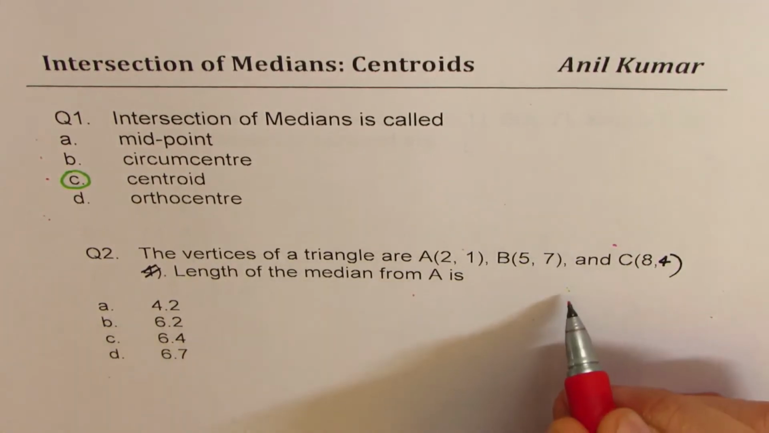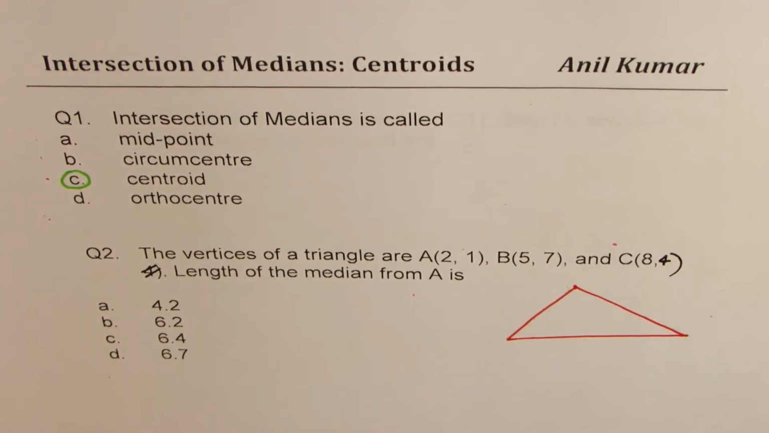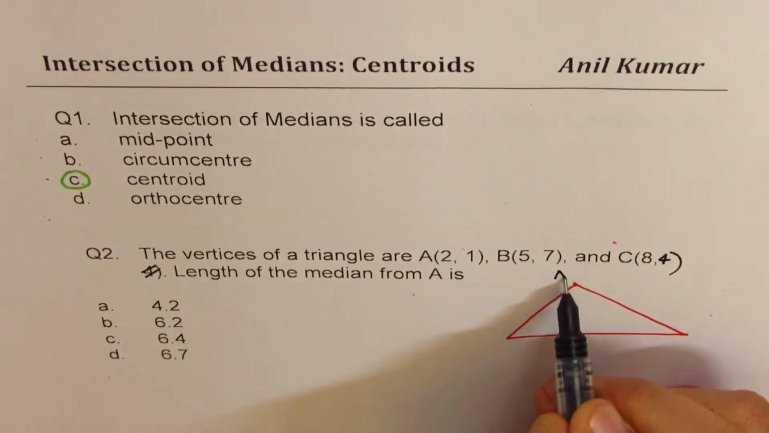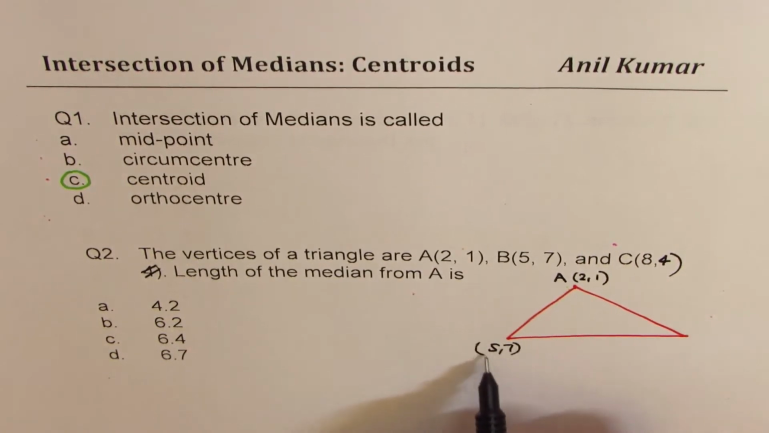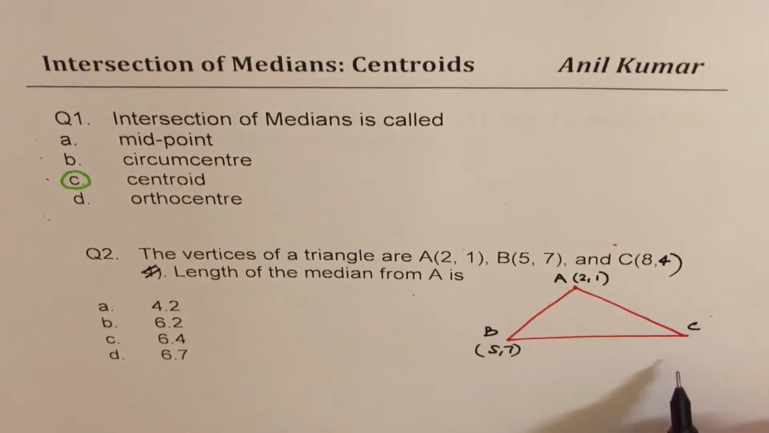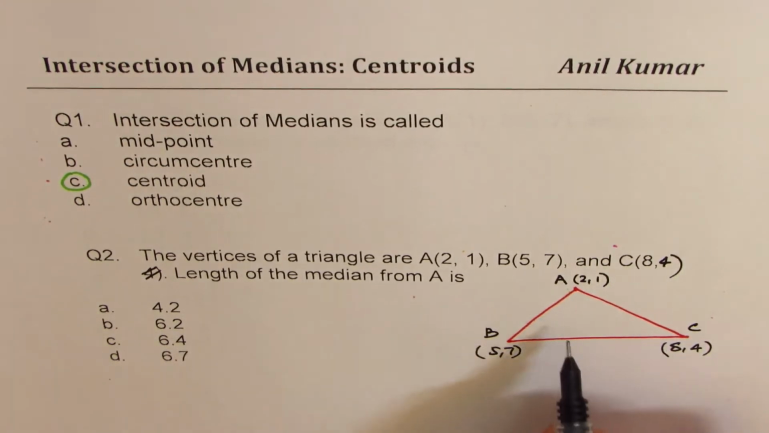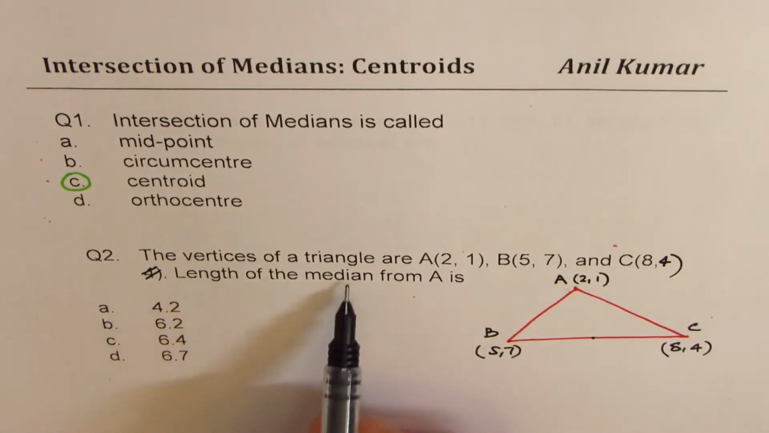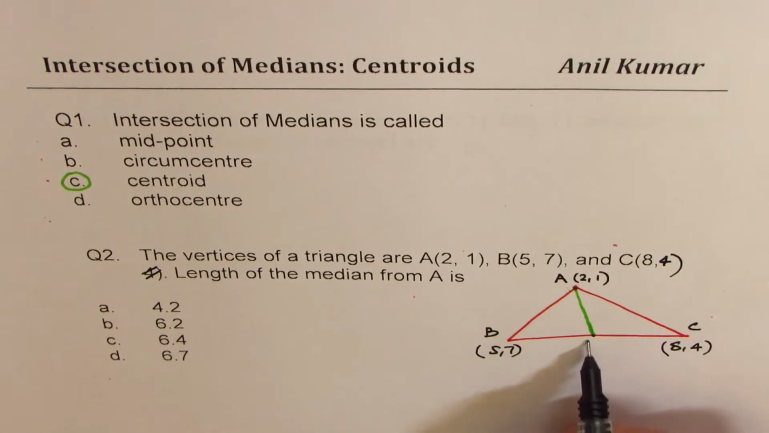So let me sketch the diagram now. We'll just make a rough sketch here. What we are given is that A is (2, 1), B is (5, 7), and C is (8, 4). To find the length of the median, we first have to find the midpoint of BC, since we want the median from A. So we are looking for this line, A to the midpoint of BC. Let's call this point D.